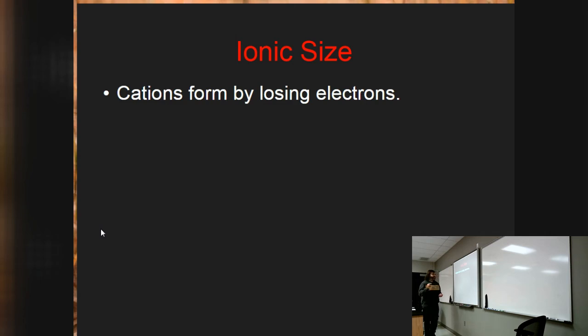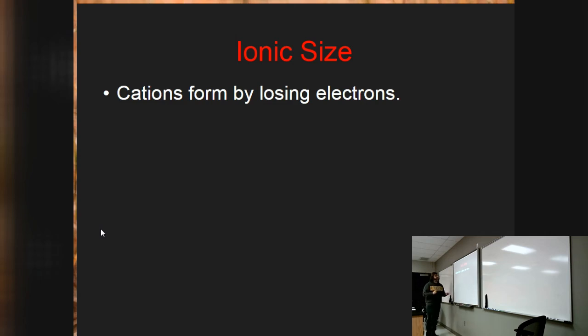Okay. Last thing we have to talk about is ionic size. Ions. Ions are when atoms gain or lose electrons. Again, we do this to become more stable. We talked about this in the last unit. But ionic size, again, you can imagine gaining or losing electrons is going to change the size of the ion. And so there's 2 ways you can do it.